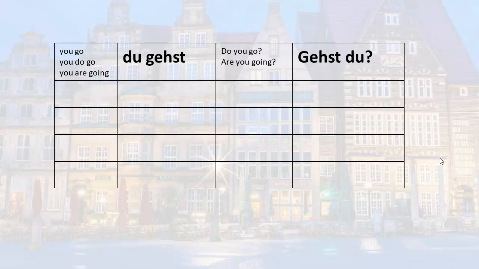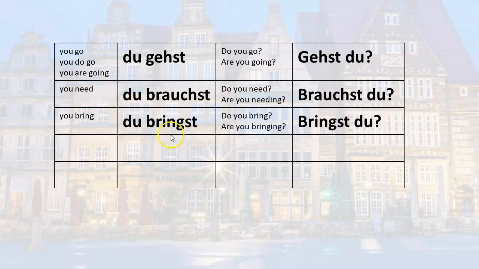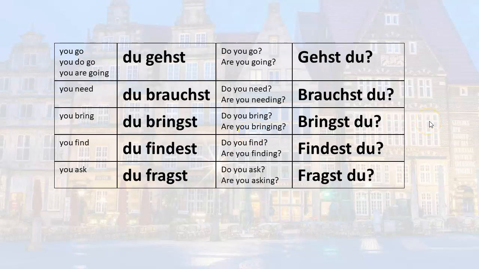Okay, so let's review quickly. You go, you do go, you are going. It's the verb gehen. Du gehst. The question, gehst du? Do you go or are you going? The verb brauchen. Du brauchst. You need, you do need, you are needing. The question, brauchst du? Du bringst. Bringst du? Du findest, findest du? Du fragst and fragst du.